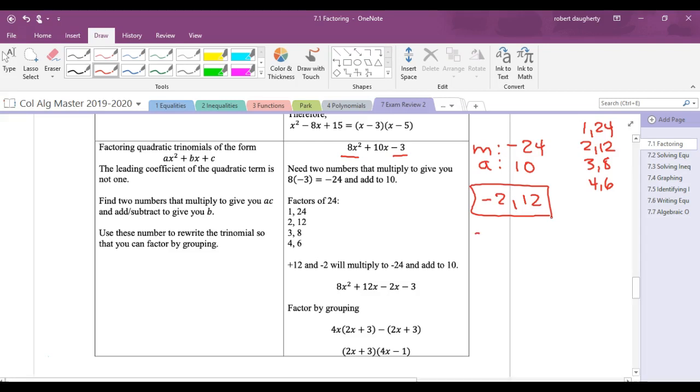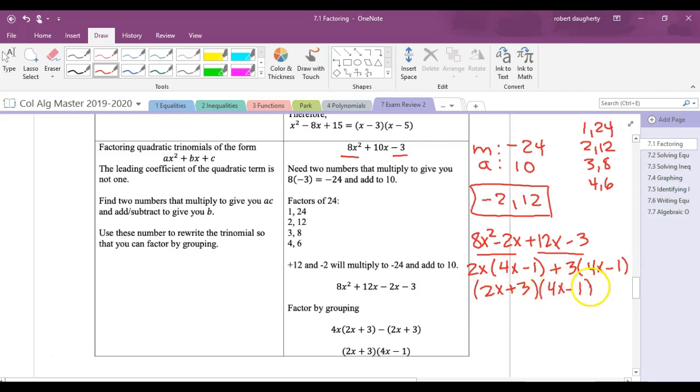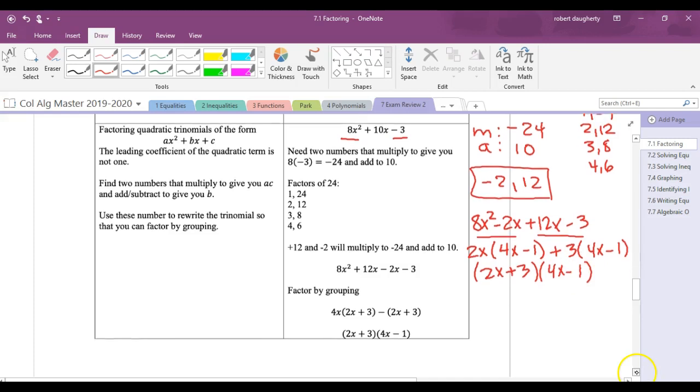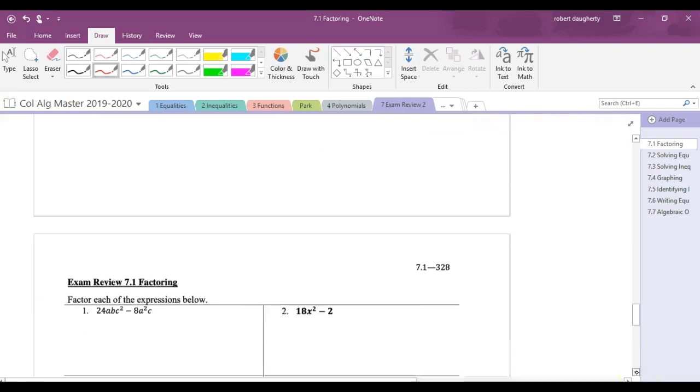So I rewrite this problem as 8x squared minus 2x plus 12x minus 3. Then I factor by grouping. Common factor here is 2x. And then I'm left with 4x minus 1 plus, common factor here is 3, 4x minus 1. Answer is 2x plus 3 times 4x minus 1. Okay, so we've done quite a bit of that, the grouping part in the course.